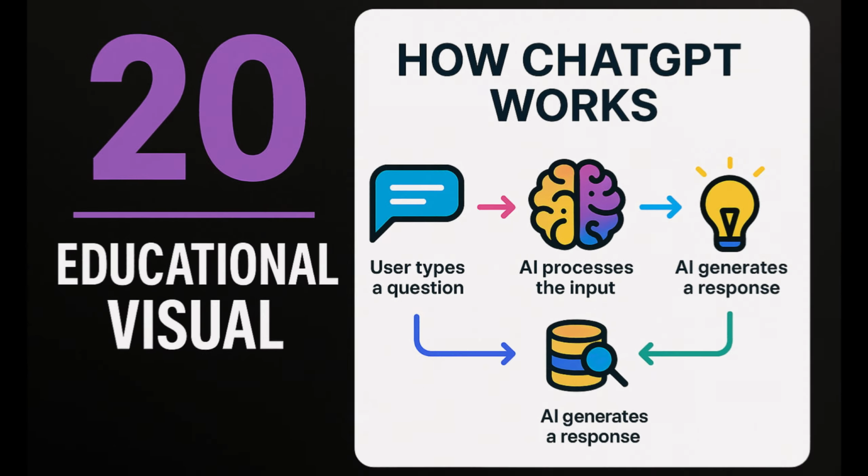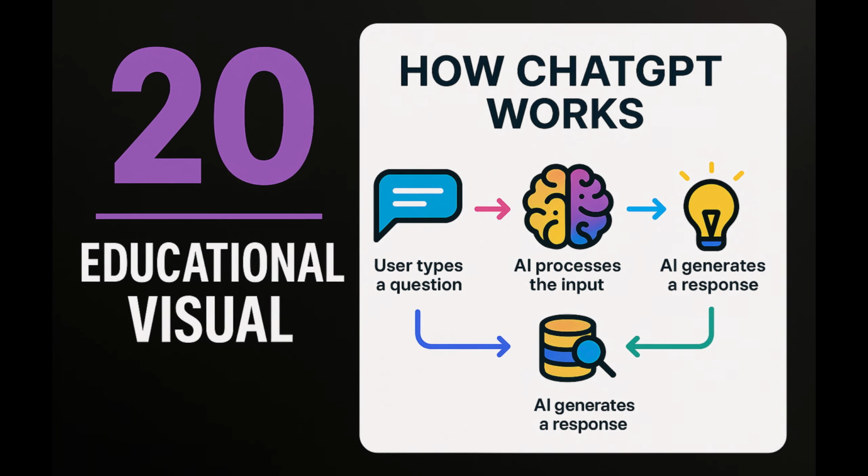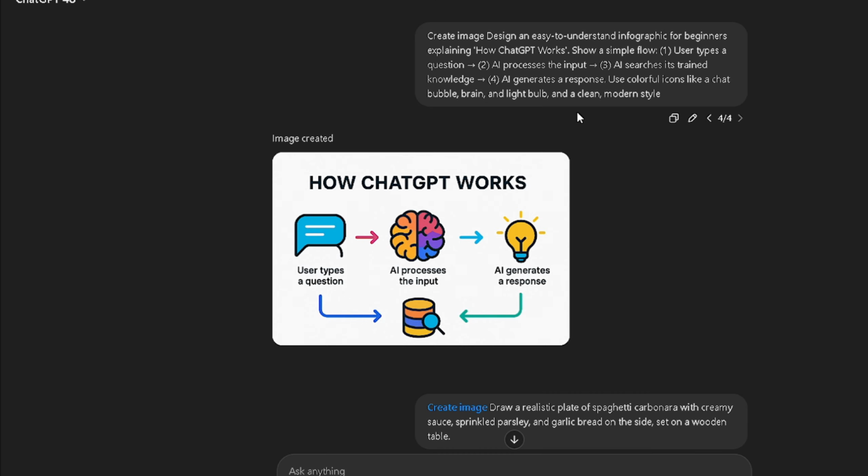Educational visuals. You can create clear and simple infographics like this one. For example, I asked ChatGPT to design an infographic explaining how ChatGPT works, showing the steps of typing a question, AI processing the input, searching knowledge, and generating a response. It delivered this clean, colorful visual with easy-to-understand icons.